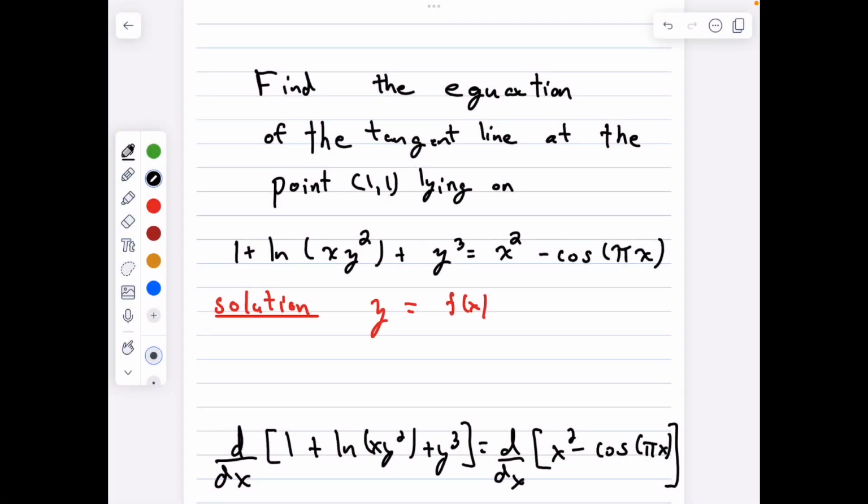All right, hello everyone. So today we have a calculus problem. Find the equation of the tangent line at the point (1, 1), lying on the equation 1 plus the natural log, or ln, of the quantity xy squared, plus y cubed, equal to x squared minus cosine of the quantity pi x.